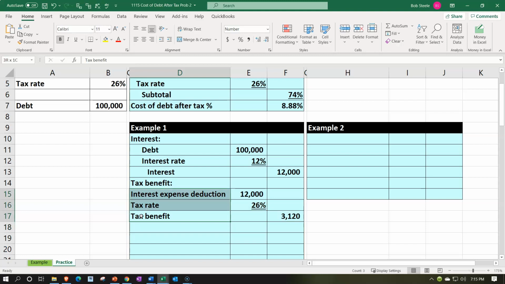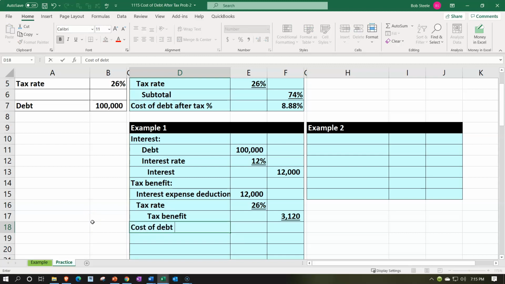So let's do some indentations here. Go into the alignment, indent that one, and then indent that one. Then let's underline this one. Go into the font group and underline. And then we're going to say the cost of debt after taxes would be the rent of the 12,000 minus that 3,120. So the real cost to us in terms of dollars with this example would be 8,880.